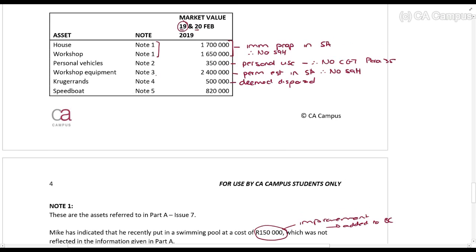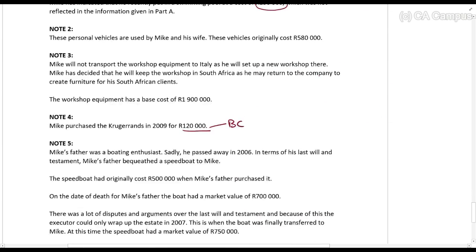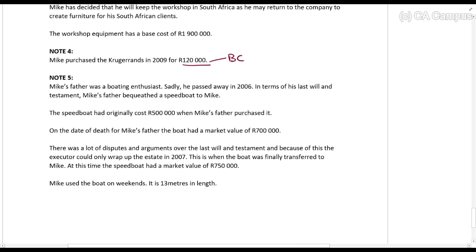Then there's a speedboat, note 5. Mike's father was a boating enthusiast. Sadly, he passed away in 2006. In terms of his last will and testament, Mike's father bequeathed a speedboat to Mike. So we're seeing a little bit of section 9HA here. The speedboat had originally cost 500,000 rands when Mike's father purchased it, and on the date of Mike's father's death, the boat had a market value of 700,000. Now, if you're looking at Mike's father, that will be the capital gain there. From 700,000 proceeds, base cost 500,000.